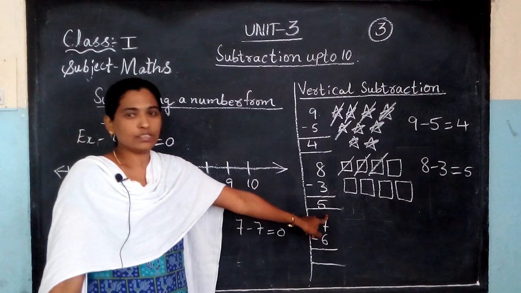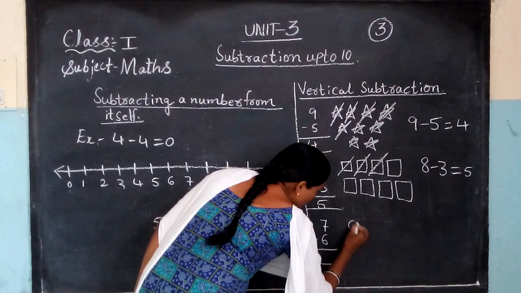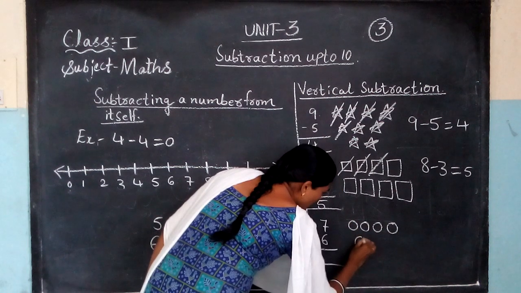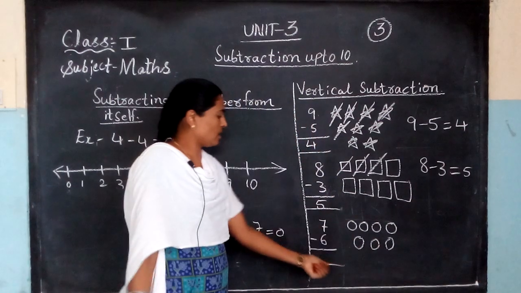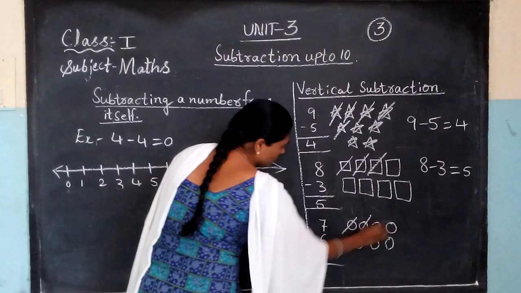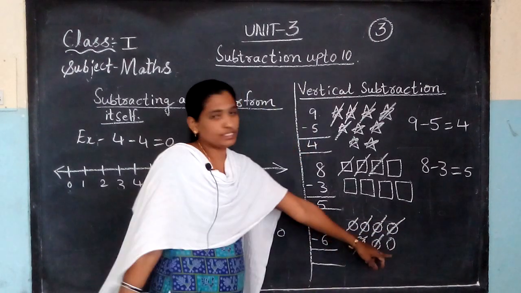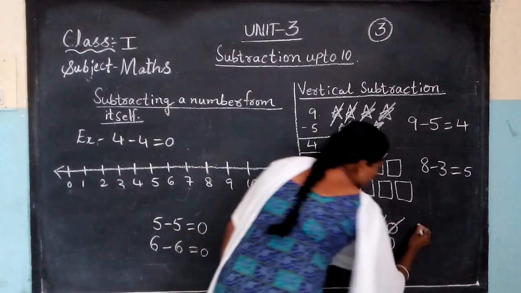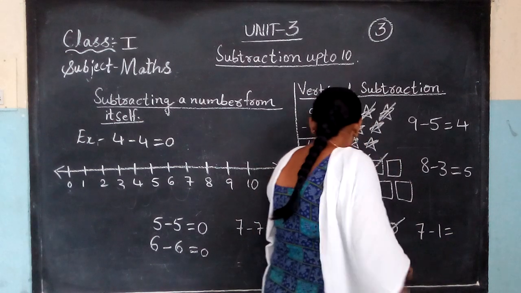Yes, next one, 7 minus 6. From 7, you have to take away 6. 1, 2, 3, 4, 5, 6, 7. 7 circles are there. You have to take away 6: 1, 2, 3, 4, 5, 6. How many are remaining? Yes, 1.